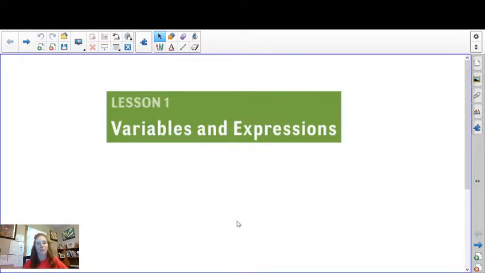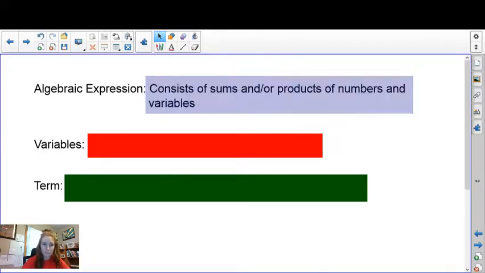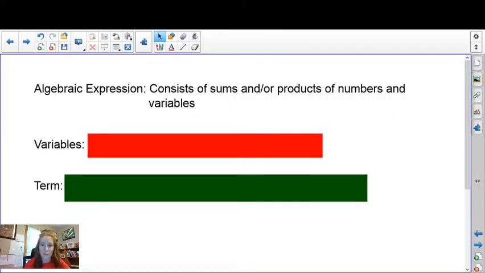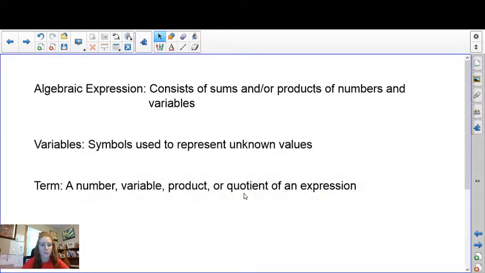So lesson 1, variables and expressions. We've got some definitions to start out the lesson with. What is an algebraic expression? It consists of sums and/or products of numbers and variables. What's a variable? They're symbols used to represent unknown values. And then what is a term? A term is a number, a variable, product, or a quotient of an expression.